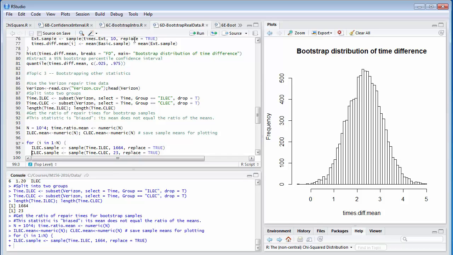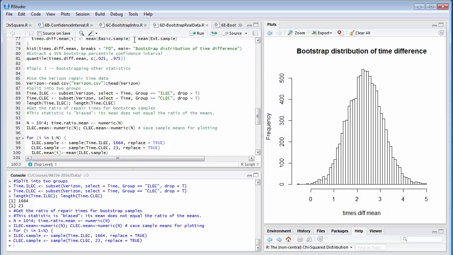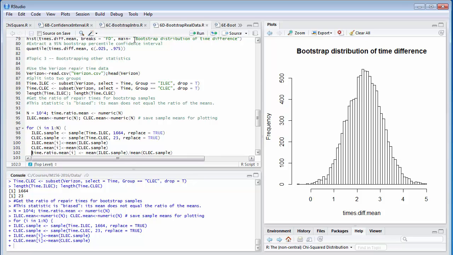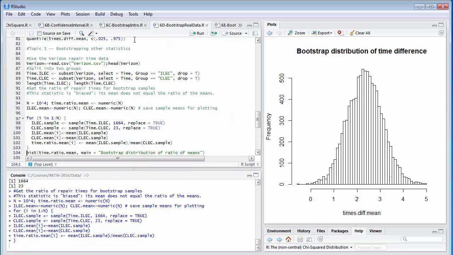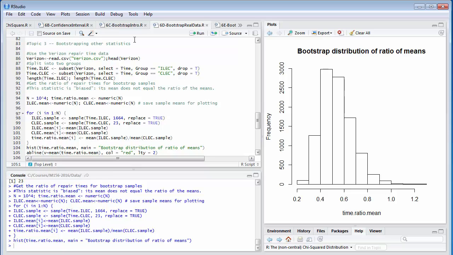And the tradition here, though I don't think it's an absolute requirement, is when you're doing bootstrapping, the number of samples you draw with replacement is equal to the number of samples that you already have on hand. Compute the mean of one, compute the mean of the other, and then take the ratio. So this is like saying 10,000 times we're going to get some repair times for Verizon customers, repair times for competitors' customers, take the means of those samples, and then average them, and we can see where the actual data fits into that. Well, here's a histogram of the ratio.